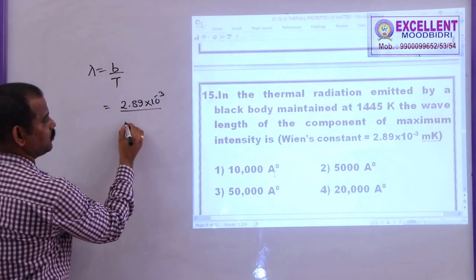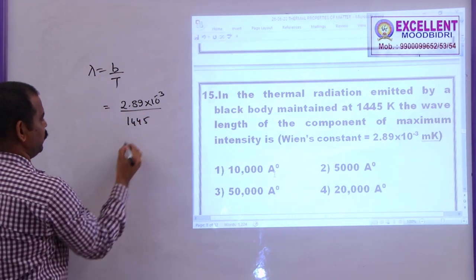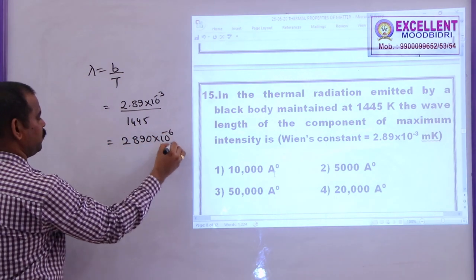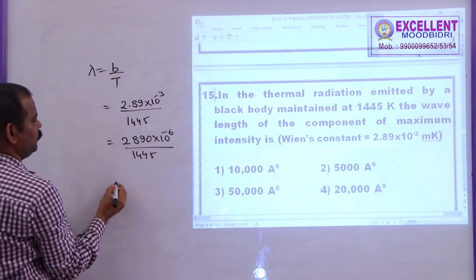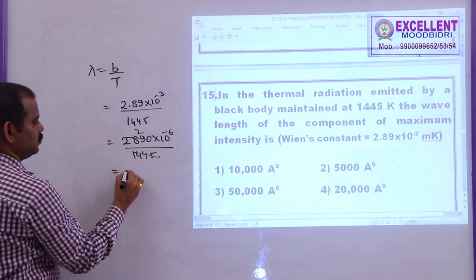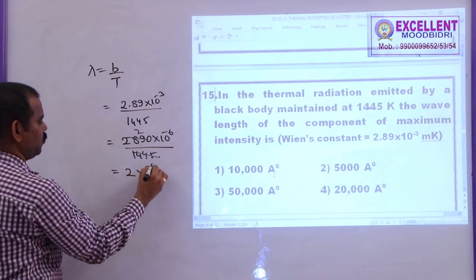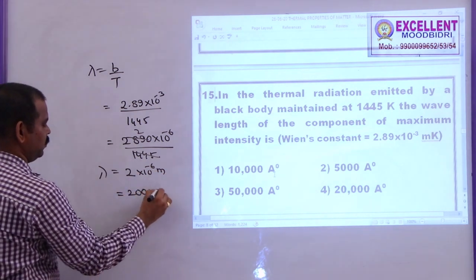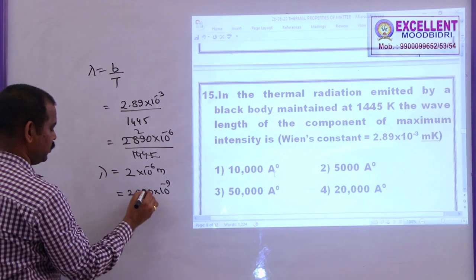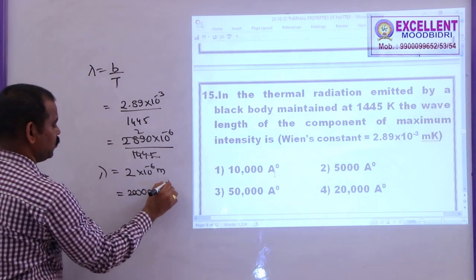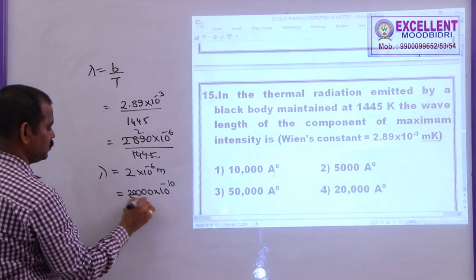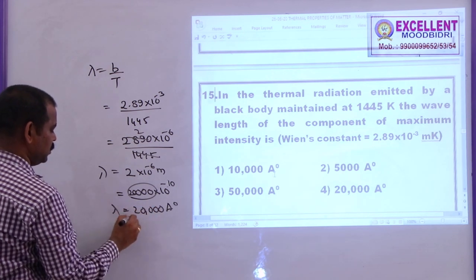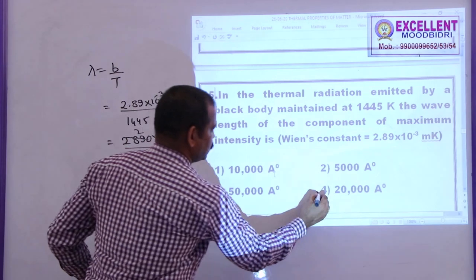By temperature of this one is 1445. So this is 2890 into 10 power minus 6 by 1445. These two get cancelled. So this is 2 into 10 power minus 6 meters wavelength, or 2000 into 10 power minus 9, or 20,000 into 10 power minus 10, because the answer is given in angstroms. So this will be 20,000 angstroms is the answer. So option 4 is correct.